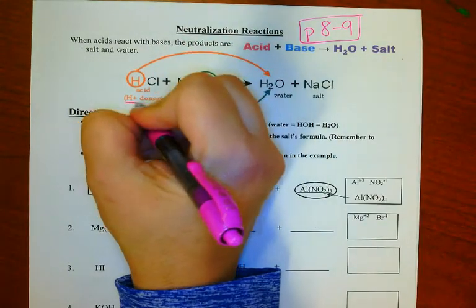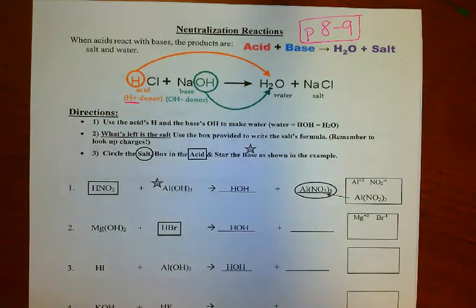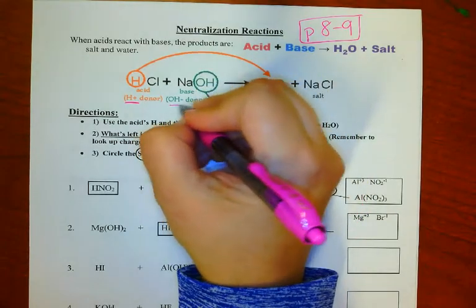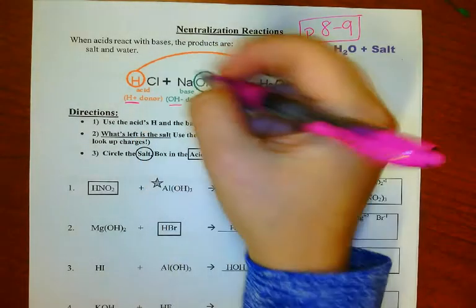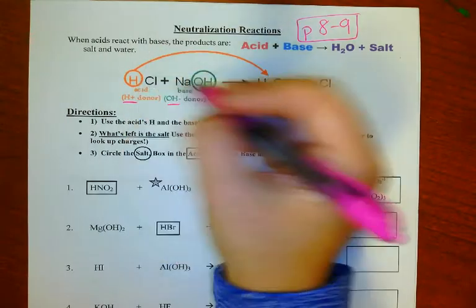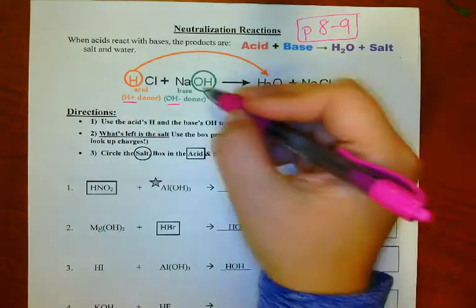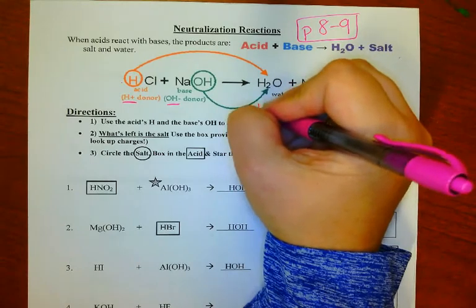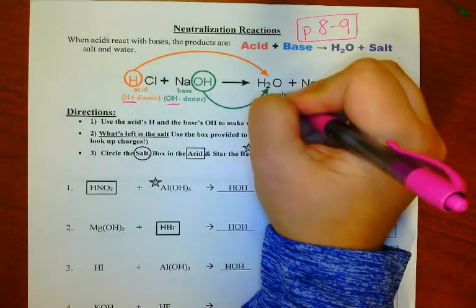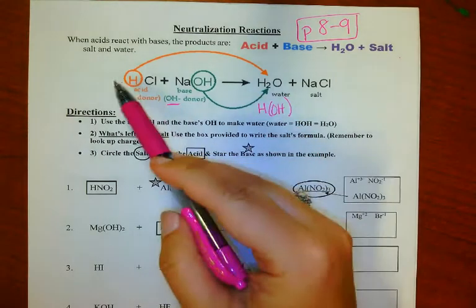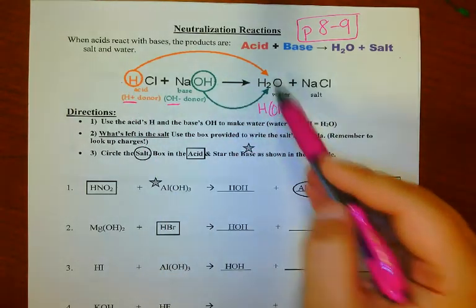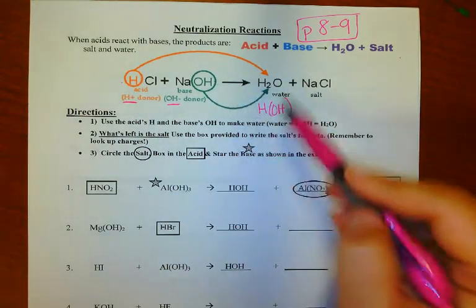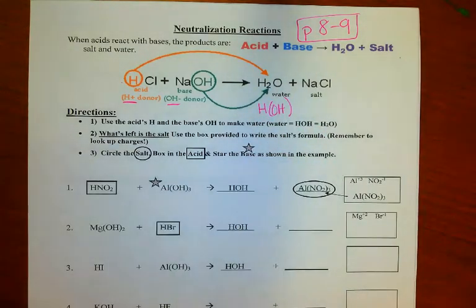If you have a hydrogen, you are an acid. If you have an OH, you are the base. Water is always produced from the H and the OH, from the acid and base joining together to create water. Because remember, we can rewrite water as HOH. Therefore, you can see that the hydrogen and the hydroxide have joined forces to make a neutral solution called water.